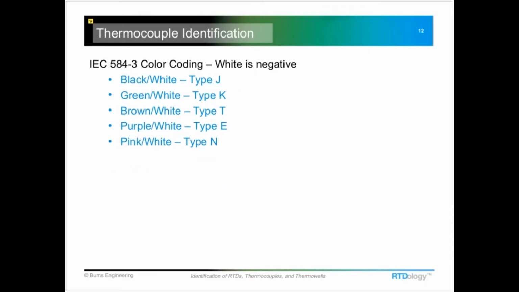And then some of the rest of the world uses a little different color coding, where white is the negative lead. And then we have the other colors listed here for the various base metal type thermocouples, the J, K, T, E, and the type N.